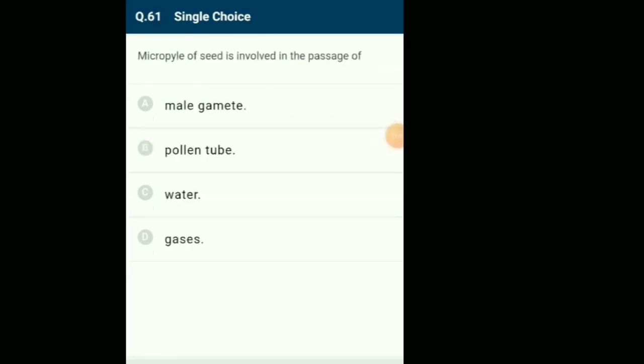Question 61. Micropyle of the seed is involved in the passage of. The micropyle is a small opening present in the ovule. In the ovule, it helps the entry of the pollen tube. The micropyle of the seed is involved in the passage of water. Micropyle plays a very important role in absorbing water during the time of germination. So the answer for this question is option C, water.